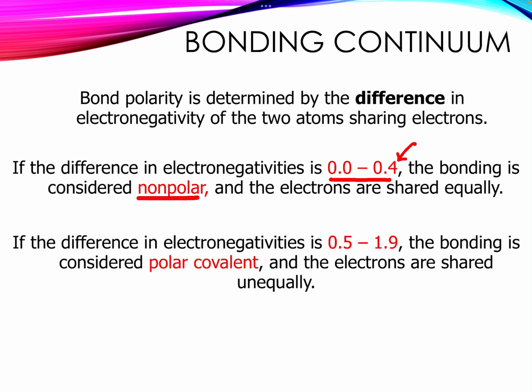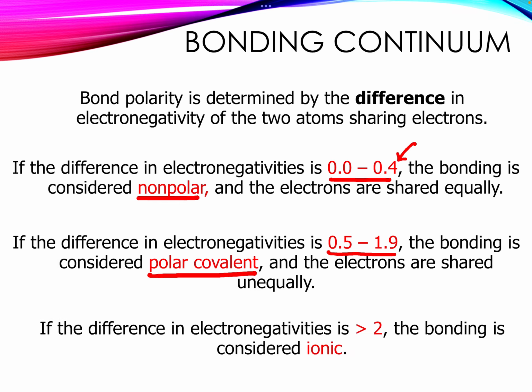However, if we get a larger difference in electronegativities, so 0.5 to 1.9, then those electrons are not being shared equally in that bond, and the electrons are going to sit closer to one atom than the other. This is called polar covalent, or oftentimes we'll just call it polar. Okay, so the electrons are not being shared equally in a polar bond, but they are shared equally in a nonpolar bond.